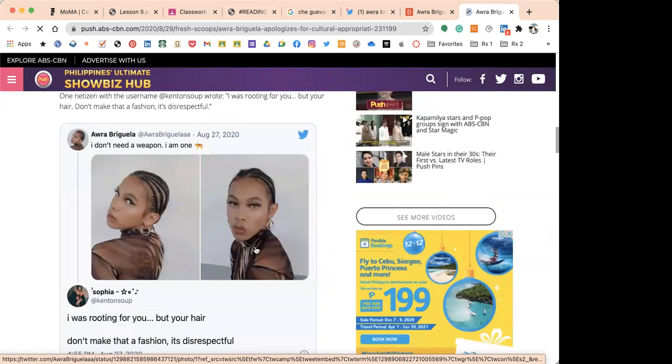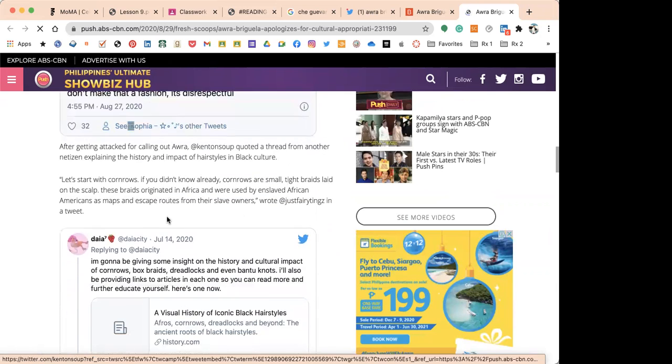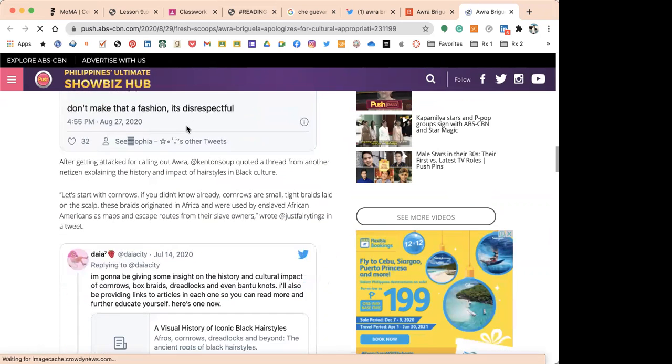One netizen with the user at Kenton Soup wrote, "I was rooting for you, but your hair. Don't make that a fashion. It's disrespectful." Ayun. After getting attacked for calling out Aura, Kenton Soup quoted a thread from another netizen explaining the history and impact of hairstyles in Black culture. "Let's start with cornrows. If you didn't know already, cornrows are small tight braids laid on the scalp." Ito yon yung suot niya, parang sa ulo niya.